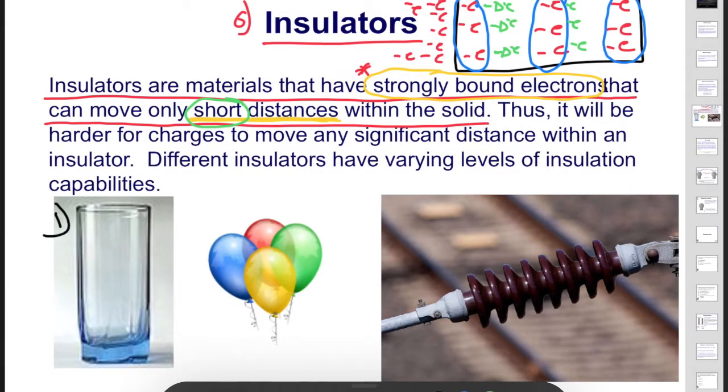The first example is glass. Glass is a really good insulator. The electrons are strongly bound. They only move a really small distance. It's really good. People don't use it a lot since the glass can break. But before, we used glass a lot. Right now, not really, depending on what we're doing. But glass is a really good insulator.